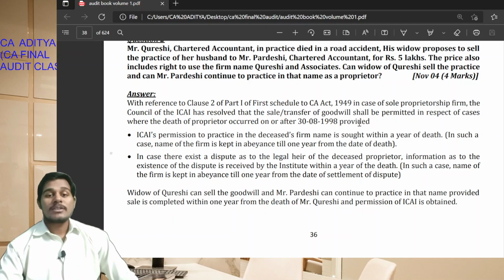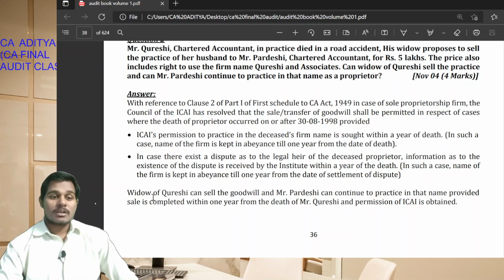Sale or transfer of goodwill shall be permitted when ICA has permitted, that is, the member has taken permission from the ICA within 1 year of death, or where there is a dispute among the legal heirs, then the information, that is the existence of the dispute, is brought to the ICA within 1 year of death, then the ICA will permit use of the deceased firm name.